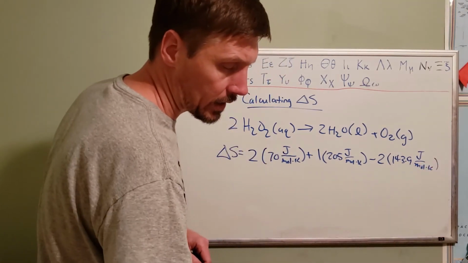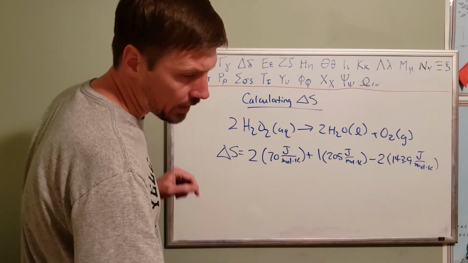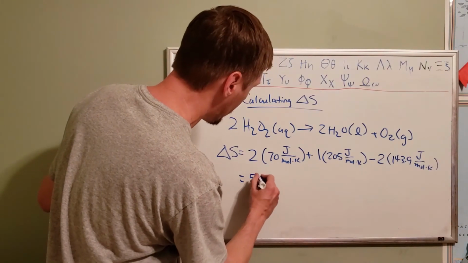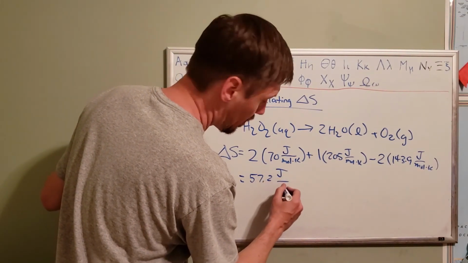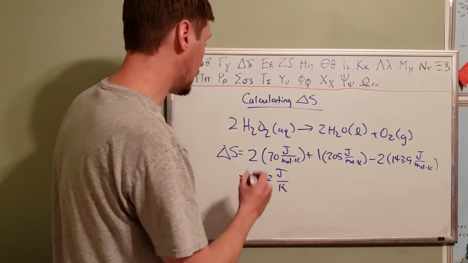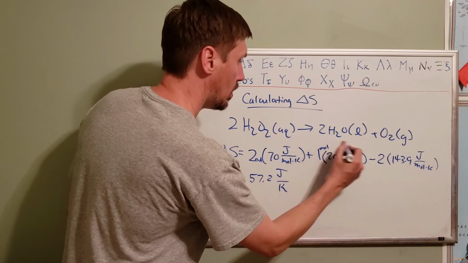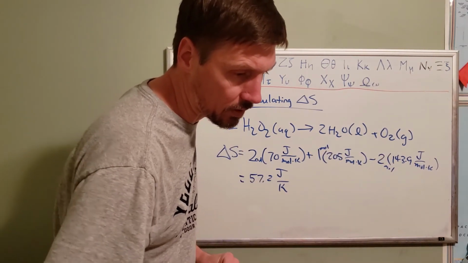Right? So we're going to take those values and plug them in our calculator. And we get a value for change in S of 57.2 joules per K. Because the mole values, remember these were moles. I didn't write my unit on there, but that was 1 mole, that was 2 moles. So moles will cancel out and we're left with those values there.